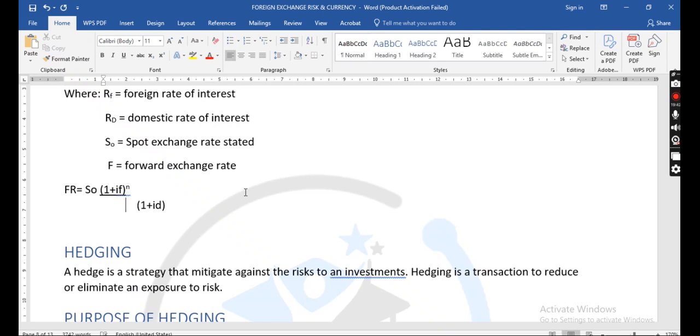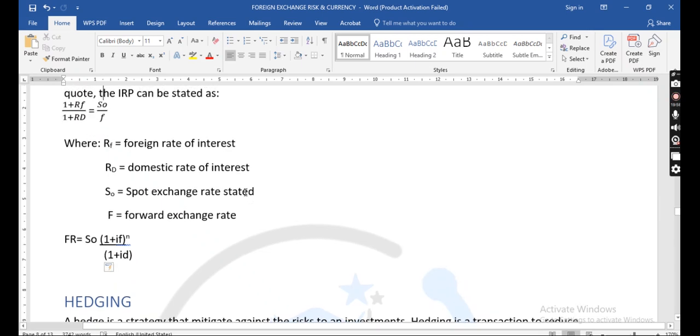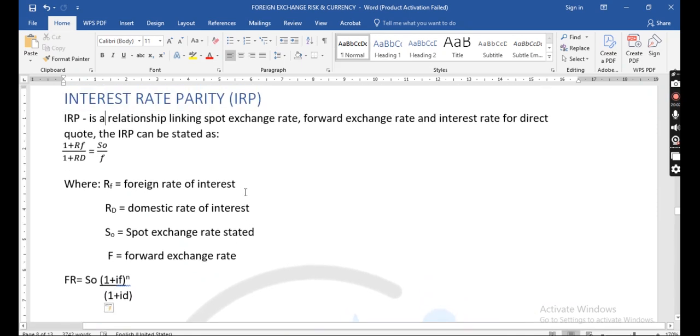Please don't forget, this is very important: when you are to determine the forward rate for maybe 4 years, you have to do it one year after the other, right? Then you have to do it this way, so that it will reflect the inflation, the interest rates of both countries.